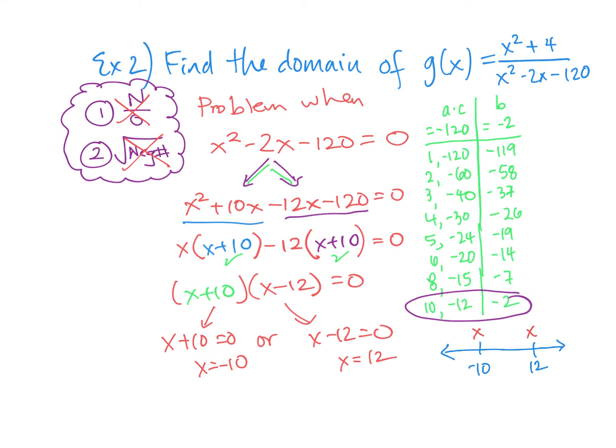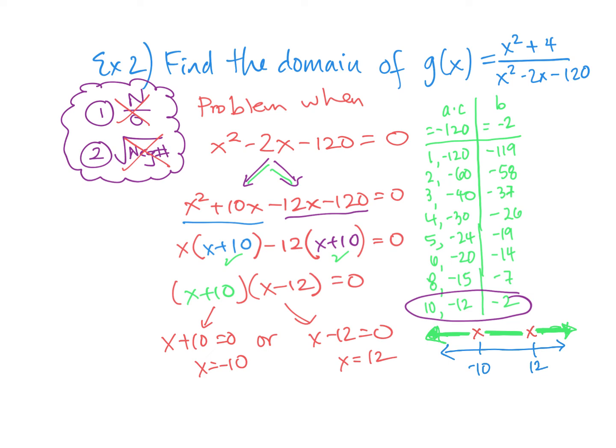Those guys are golden. So x can be anything that's less than negative 10, negative 11, negative 14, negative 688. X can be anything in between negative 10 and positive 12, negative 1, 0, 5, whatever. And x can be anything greater than 12. None of the rest of those numbers are going to make me divide by 0, and none of them are going to make me take square roots of negative numbers and end up with something imaginary.